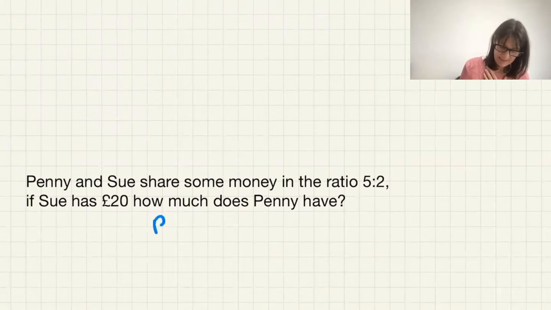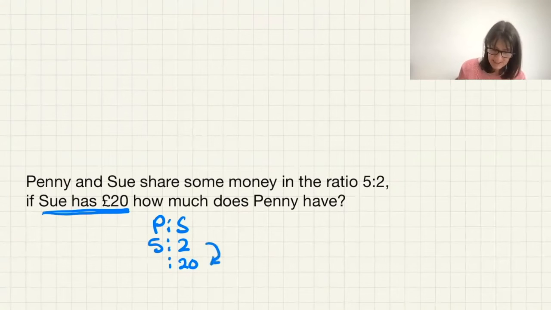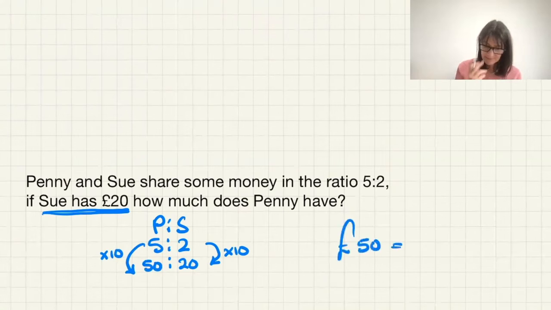Okay, so I've got Penny and Sue as my label. I've got 5 to 2 as my ratio. Sue has £20. I've really got to read carefully. So in Sue's column, I've got to put the 20. How much does Penny have? Well, that's the job. That's what we've got to work out. How do I get from 2 to 20? I times by 10, do the same this side, and we've got 50. So Penny has £50.